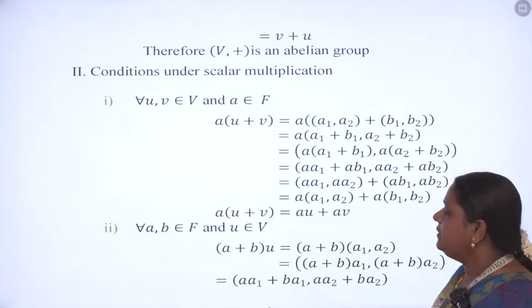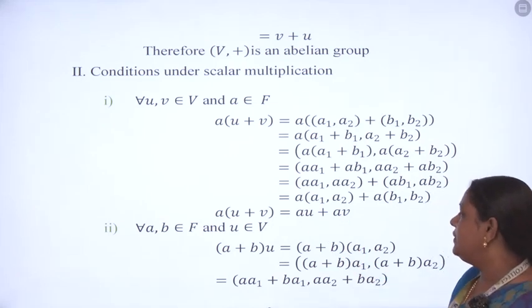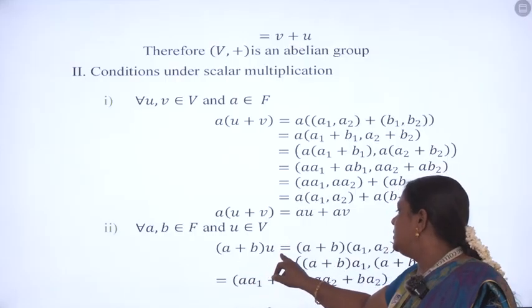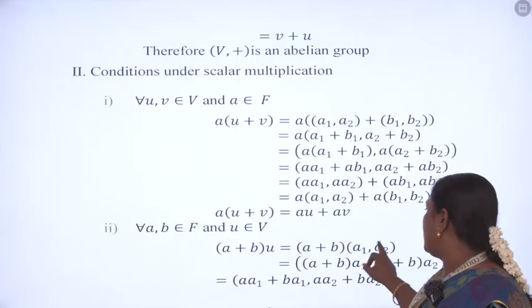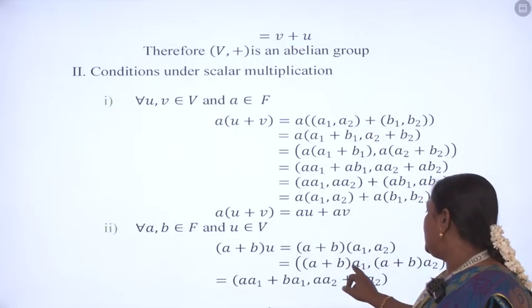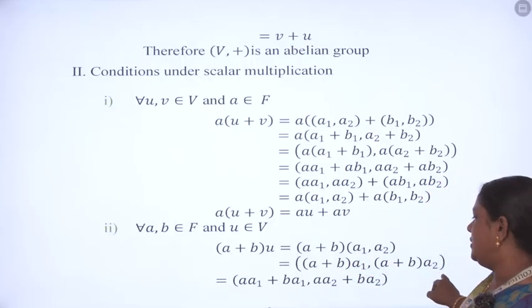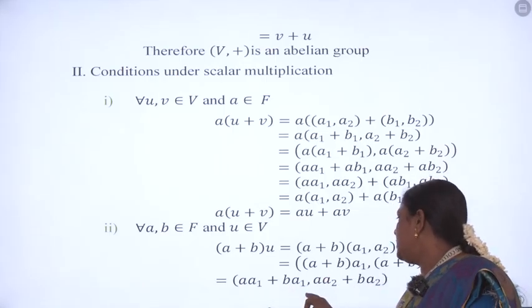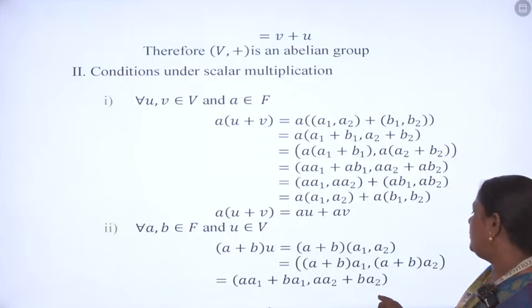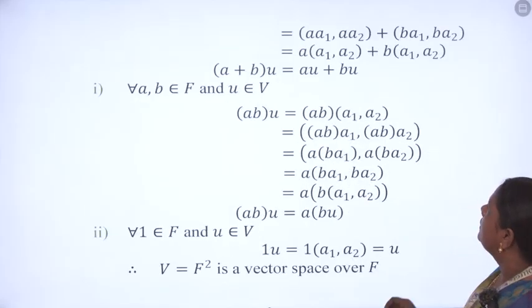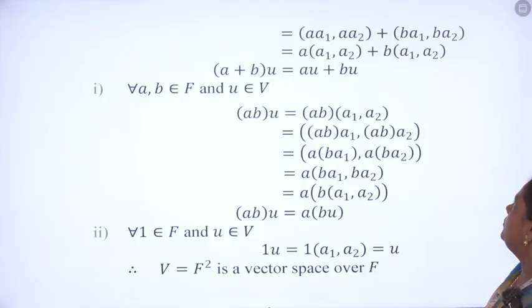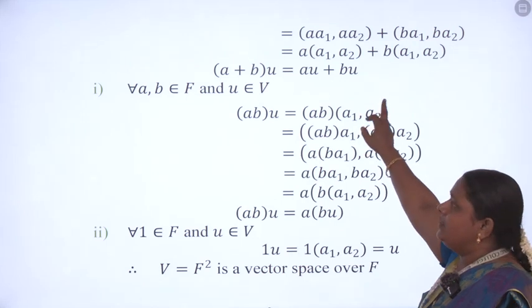Then the second property: for all a, b belongs to F, u belongs to V. Then consider (a plus b) into u, that is equal to, here u is nothing but (a1, a2). Then (a + b) into a1, (a + b) into a2. Then multiply inside these terms: (a a1 + b a1, a a2 + b a2). Then combine this, we'll get (a a1, a a2) plus (b a1, b a2). Then we'll get au plus bu.